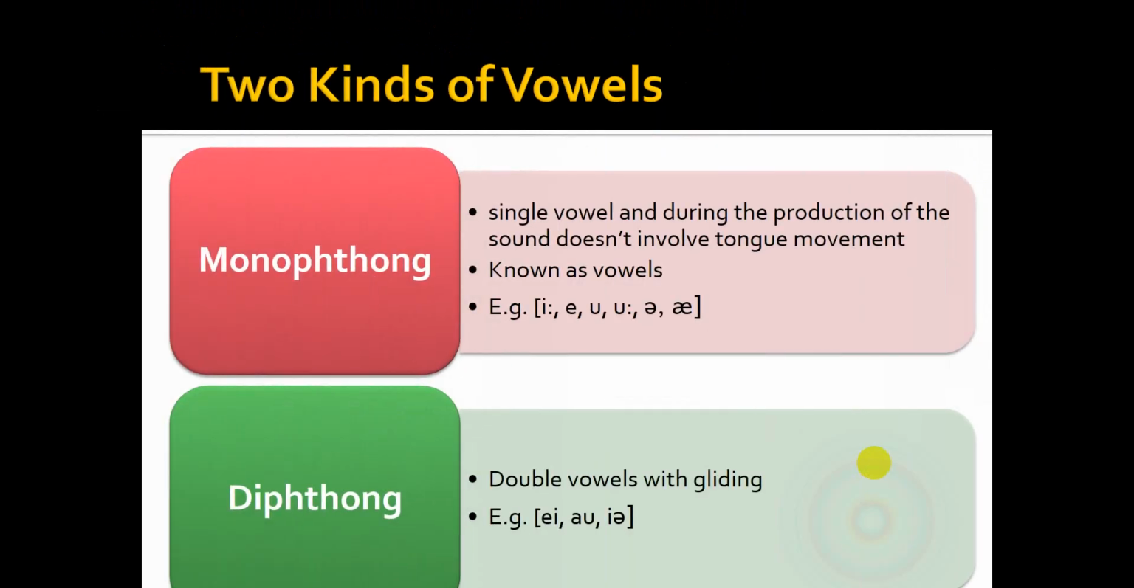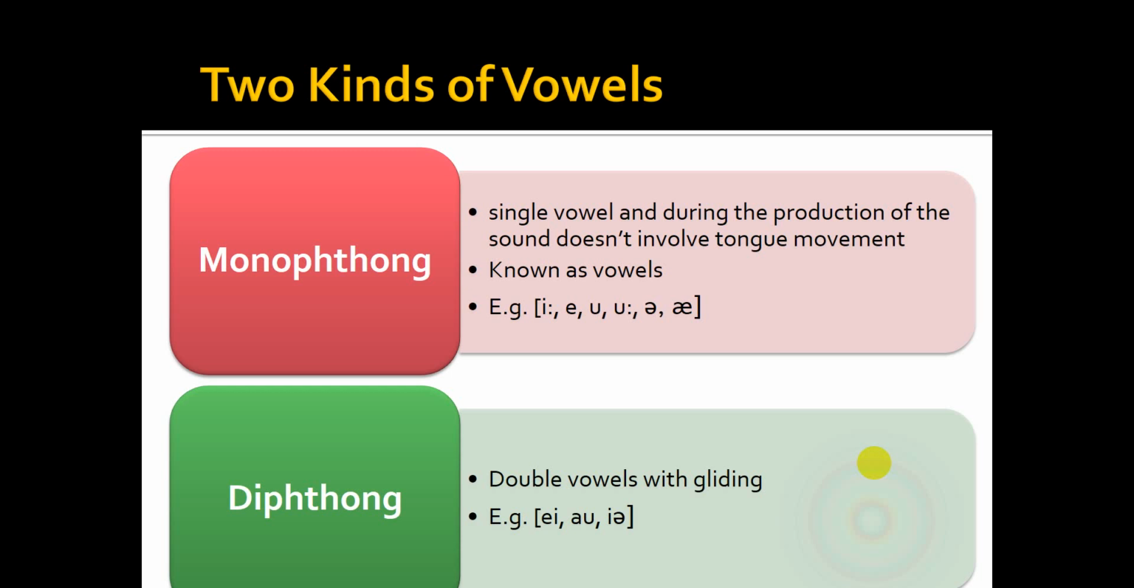There are two kinds of vowels, monophthong and diphthong. A monophthong is a single vowel. During the production of the sound, it doesn't involve any tongue movement. Usually, we know monophthongs by the term vowels. Examples of monophthongs are e, u, or a.